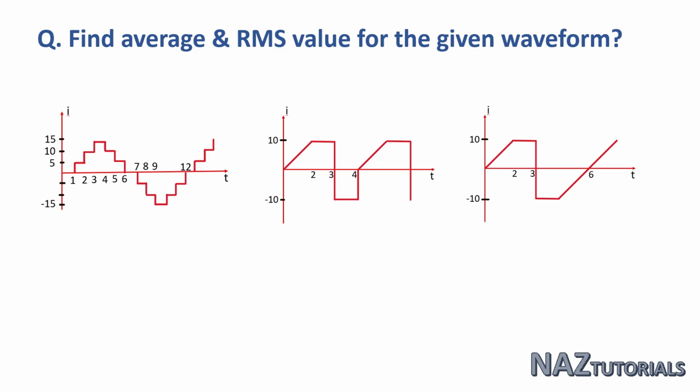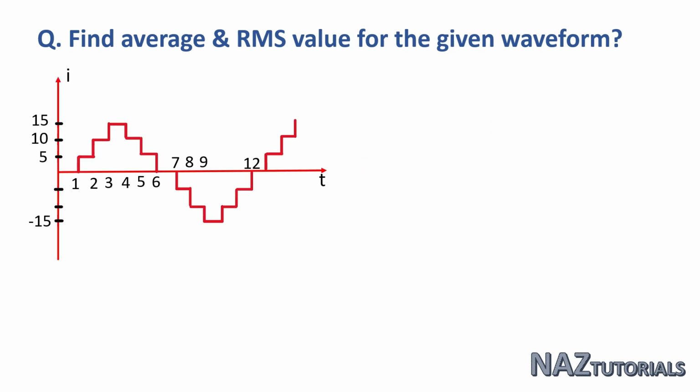Hello everyone. This is another series of questions for average and RMS value of different waveforms. First we analyze this question. It is a stepped square wave that is periodic in nature with time period 12 seconds. For the half cycle, that is 6 seconds, it is positive, and for the other half cycle it is negative.